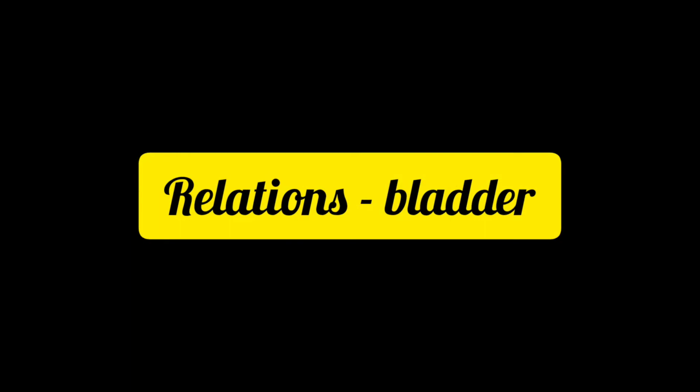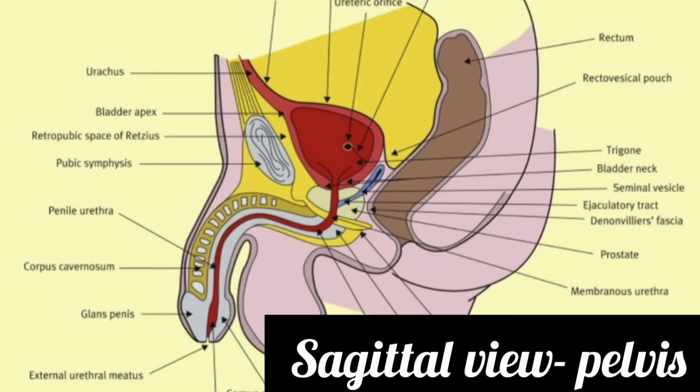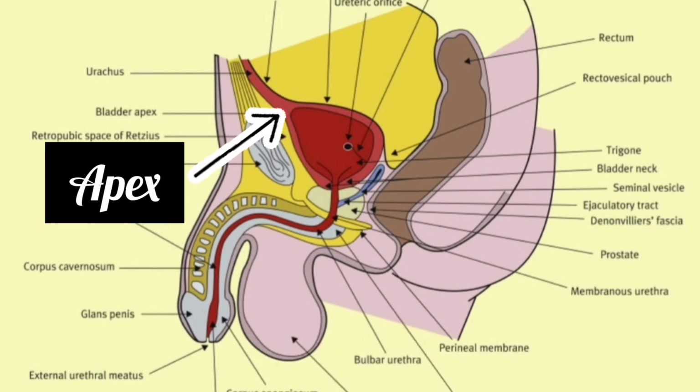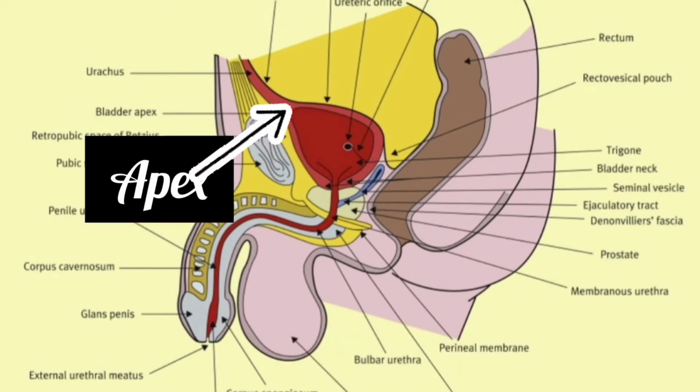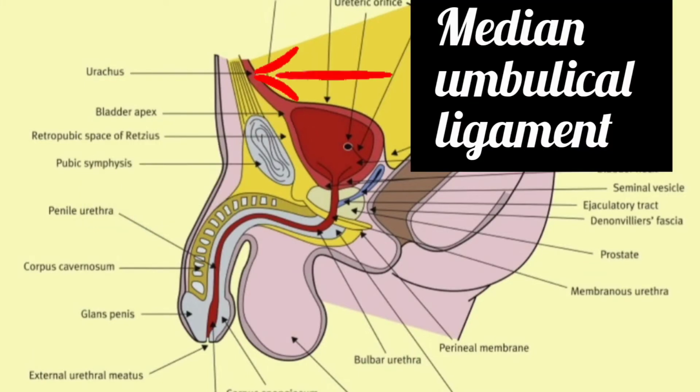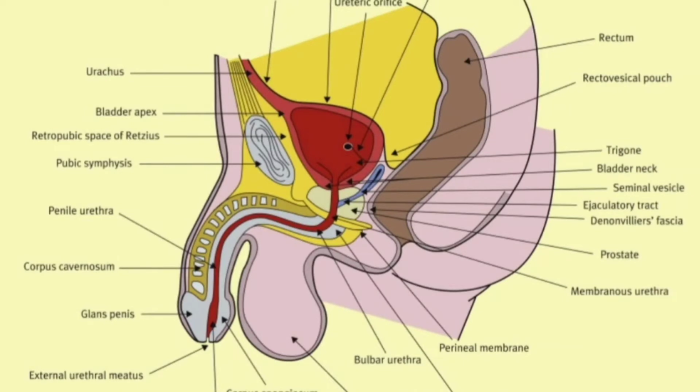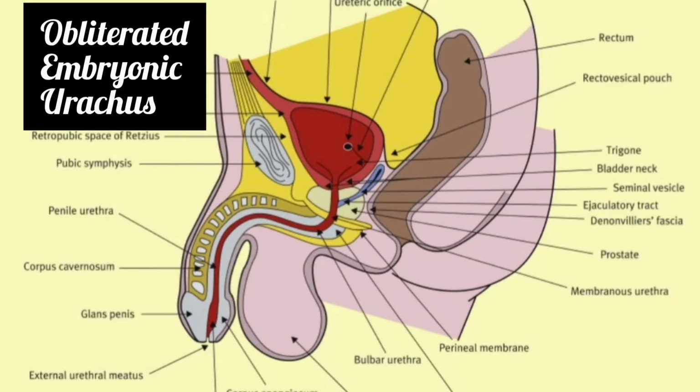Now we will discuss the relations of the bladder. So this is the sagittal view of the male pelvis and this is the apex of the bladder. The apex is connected to the umbilicus by means of the medial umbilical ligament, which is the remnant of the embryonic period and is also called the obliterated embryonic urachus.